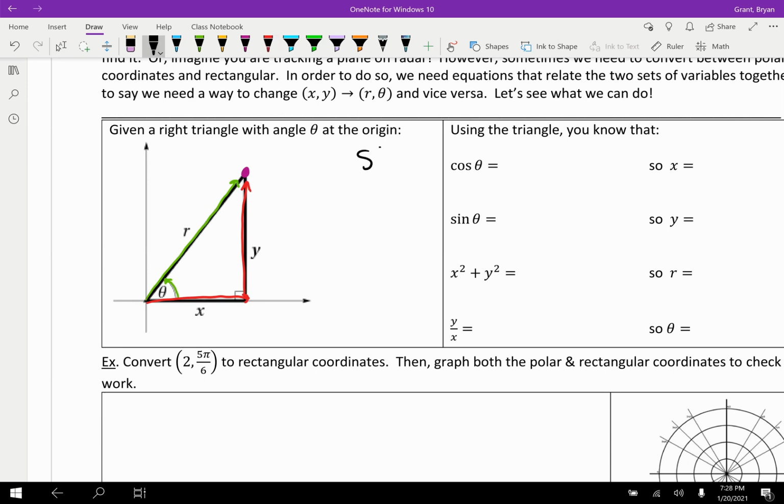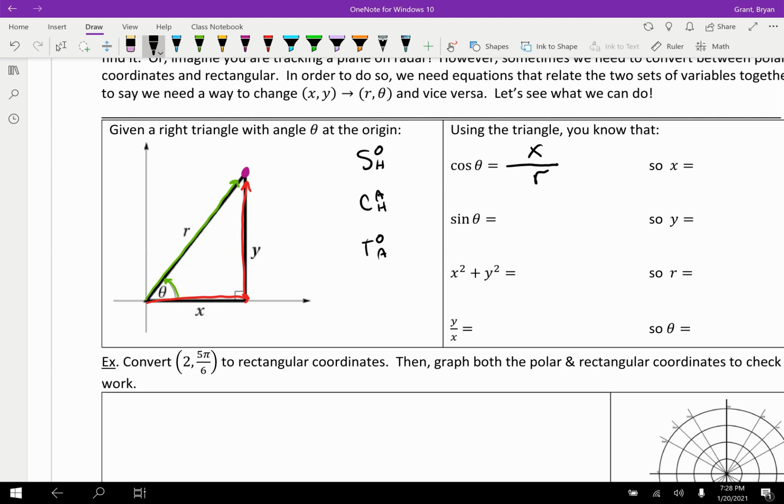I'll write it out in case we have forgotten. SOHCAHTOA, and I always write it like this so that you can see the fractions in there. Sine is the opposite divided by the hypotenuse. We're into cosine on this one, though, and cosine of theta is going to be the adjacent divided by the hypotenuse. Our adjacent side here is, of course, x, and our hypotenuse is r.